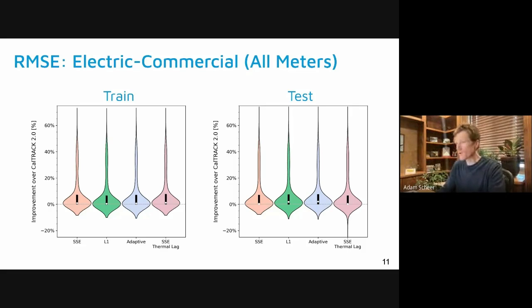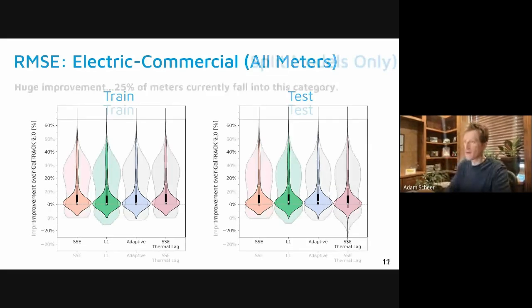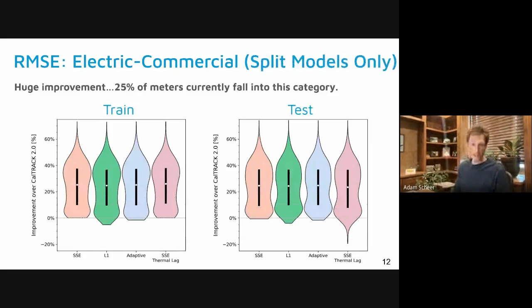And the majority of those meters in the long positive tails, where we're seeing a lot of improvement over Caltrack daily, are meters that are being split, again split by season or weekend versus weekday, or whatever it is. And we're seeing again that when we look at training versus test data, we're not seeing substantially different shapes of these distributions, which again is a good sign that at this point, we're not encountering a high degree of overfitting of these models.